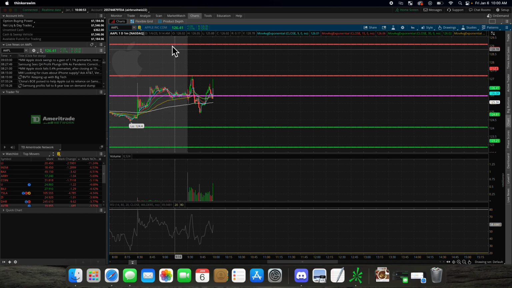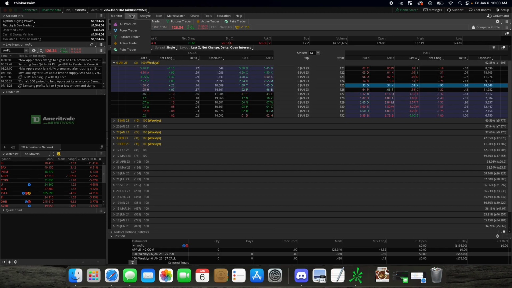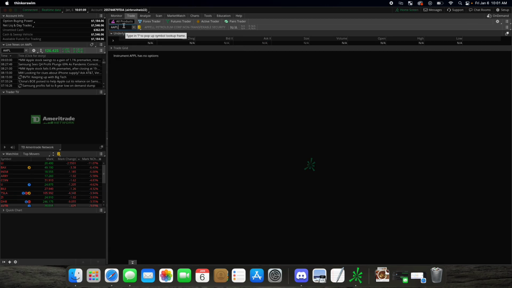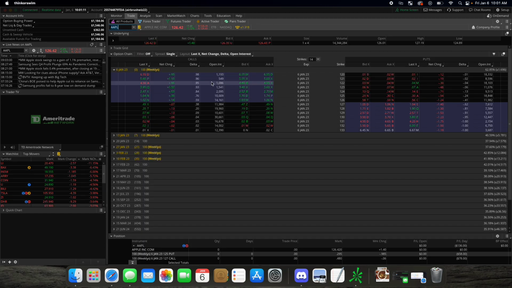So the strategy is we're going to click on this trade tab. Apple here is our ticker. You can enter anything if you're new, like Tesla or AAPL, my bad. And we're going to see all these strike prices and everything here, okay?